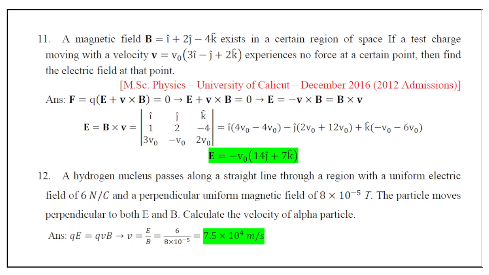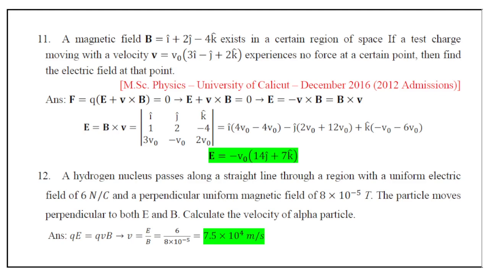The total force F is equal to q into (E plus v cross B). It is given as 0 because it experiences no force. It means that E plus v cross B equals 0, so E equals minus v cross B, or equal to B cross v. So E equals B cross v, which is equal to the determinant of i, j, k.